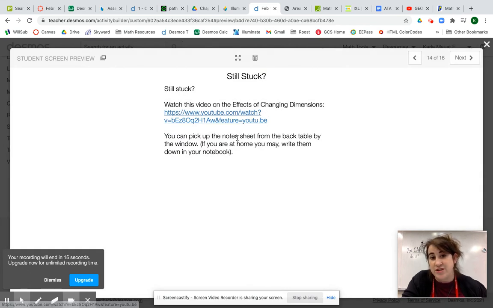That is really beneficial. The notes sheet and the worksheet for today are on the back windowsill. Email me if you have questions. I'll talk to you later.